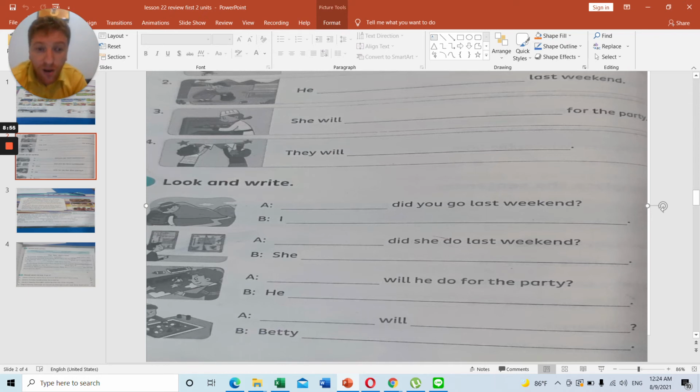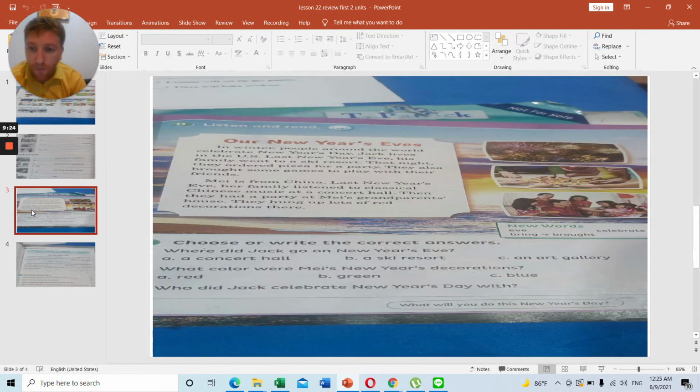So remember, put in the correct WH question and the correct answer. In the past tense, I went. She saw. He drew. Actually, no, not. He will draw. Remember, he will. Number 3 and 4 will. Make sure you put in the will. Make sure number 1 and 2 put in the correct verb in the past. So that is page 22. And then when you're finished, your student book is page 27.